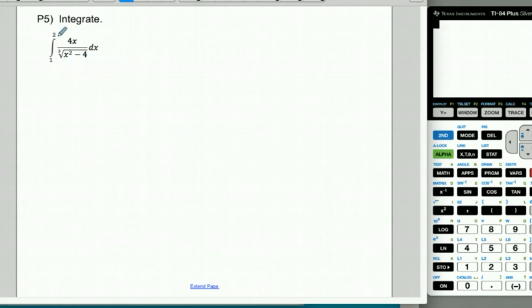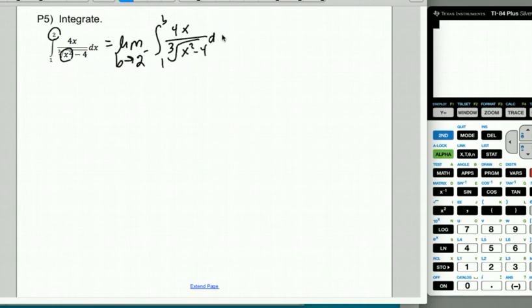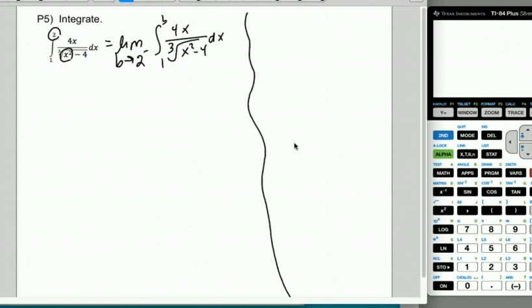You'll notice again that if you try to plug the 2 in here, you're going to get a problem. So you're going to have to do this as a limit. It's going to be the limit as b approaches 2 from the left of the integral from 1 to b of this thing. And again, I'm going to suggest that your best bet is to go off to the side and do your u sub work. So I'm going to separate it clearly and say, here's my work. It's definitely not equal to that other stuff.